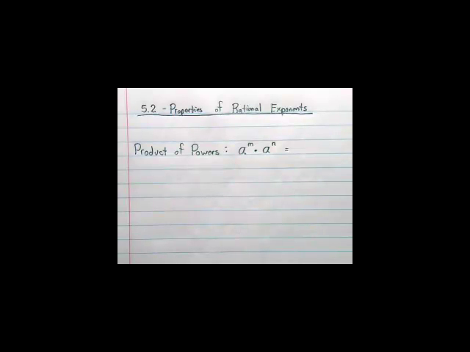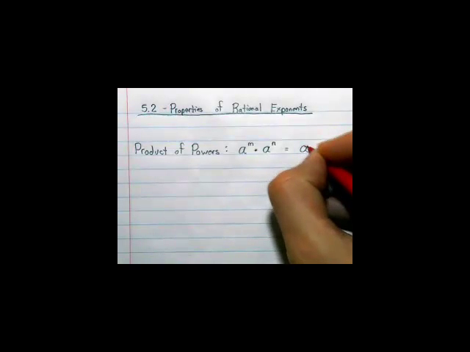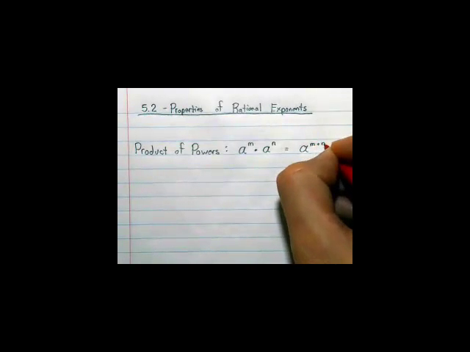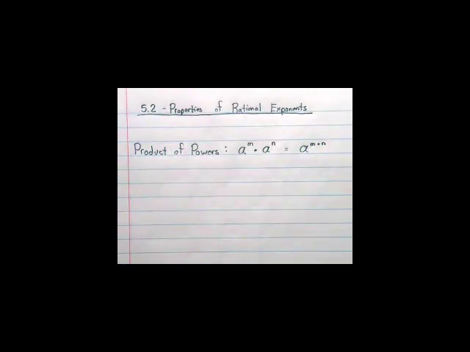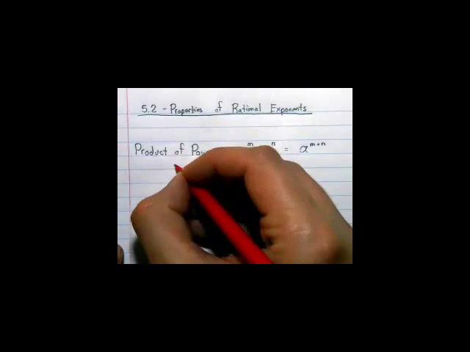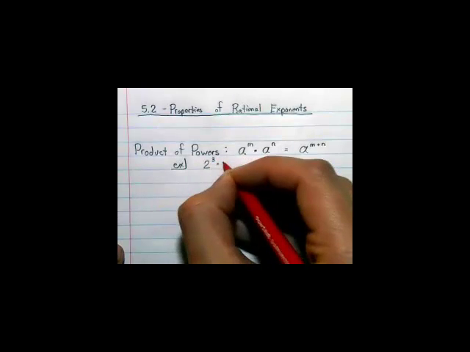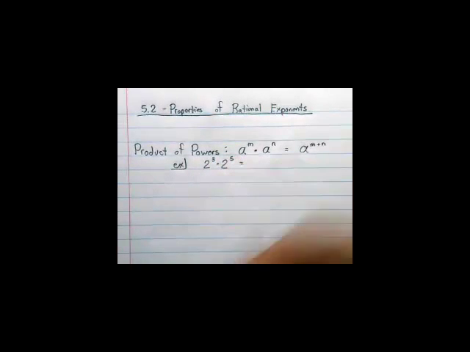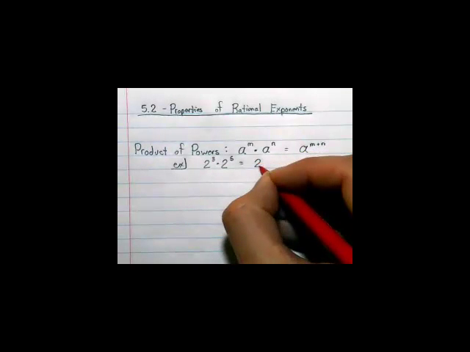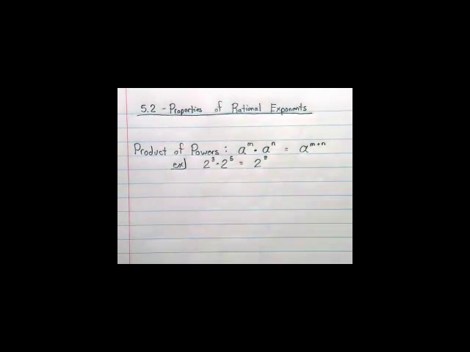What do you do with the m and the n to put this into just one? Nope, you don't multiply them. You add them together. You add the powers. So this is a raised to the m plus n, like that. If you had, as an example, 2 to the third times 2 to the fifth, that would be 2 to the eighth. You don't multiply the 2's.